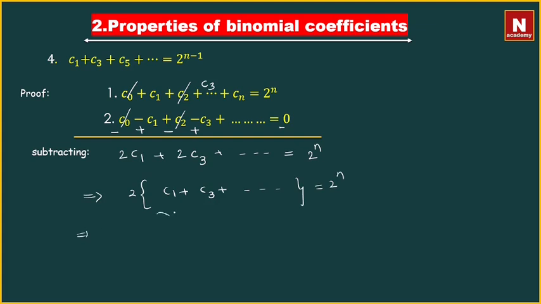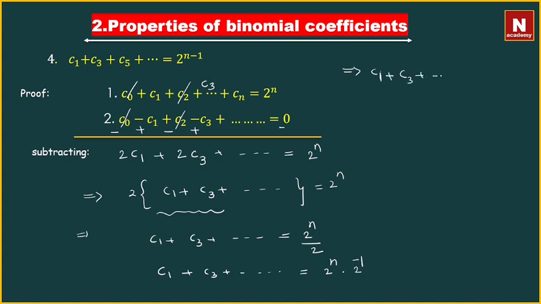Now take this expression, C1 plus C3 plus and so on equals 2 power n by 2. Write the 2 in the numerator, that implies C1 plus C3 plus so on equals 2 power n into 2 power minus 1. Now bases are equal, so powers should be added. That implies the final step: C1 plus C3 plus and so on equals 2 power n minus 1.